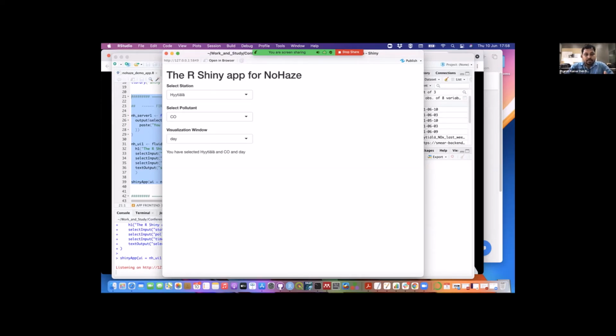Because we provide the visualization, okay, I'll tell you step by step. So at present, the user can only select between Hyytiälä and Helsinki. So either of these the user can select. And also in terms of pollutant, the user can select among carbon monoxide, carbon dioxide, sulfur dioxide, and NOx. And then the visualization window at present is offered for 3 durations. That is for the last day, for the last week, and for the last month.